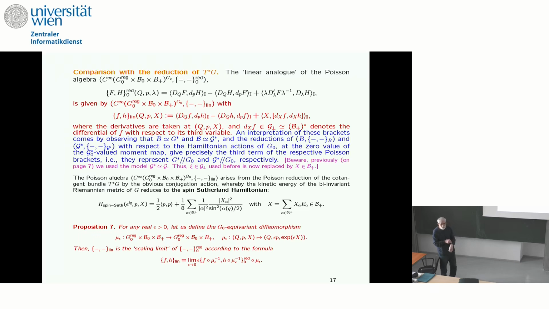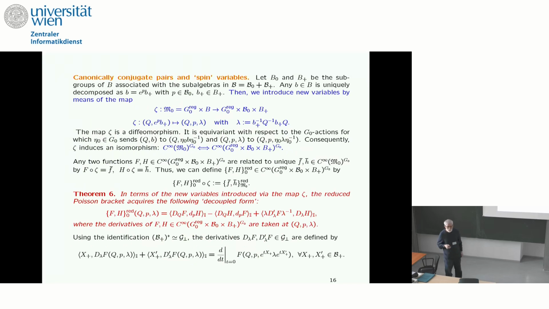Can I ask, the previous slide, so the B0 is the A from the Iwasawa decomposition, and the B plus is nilpotent, okay. Yeah, as a group. Yes, that's right.